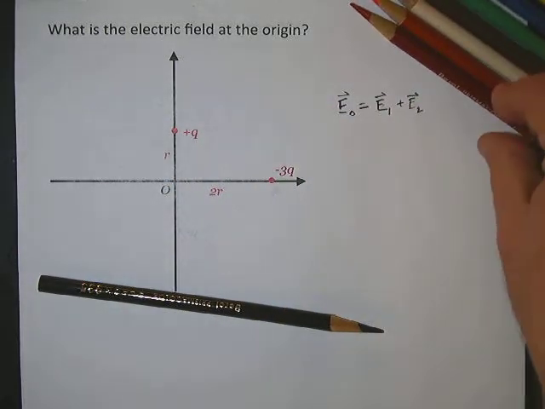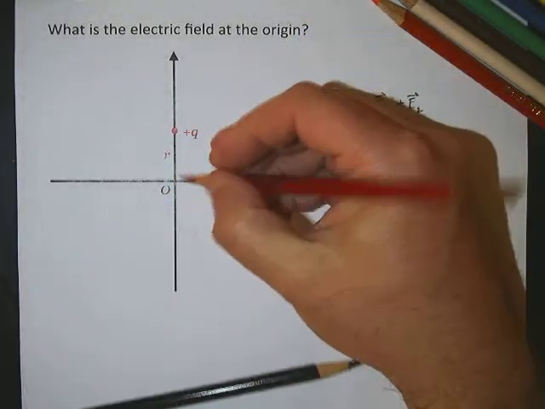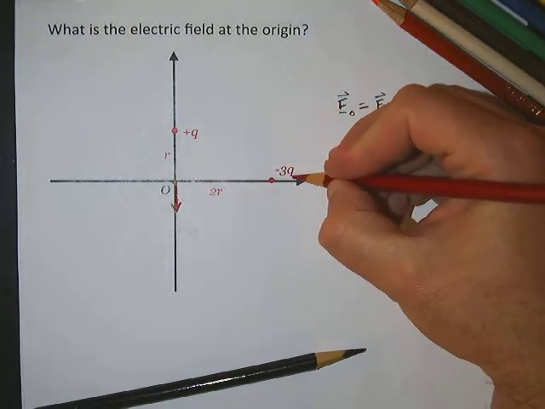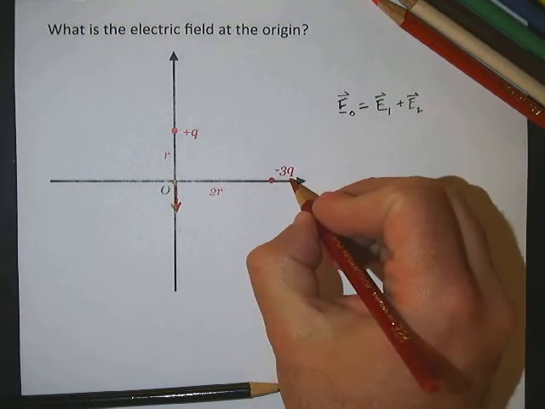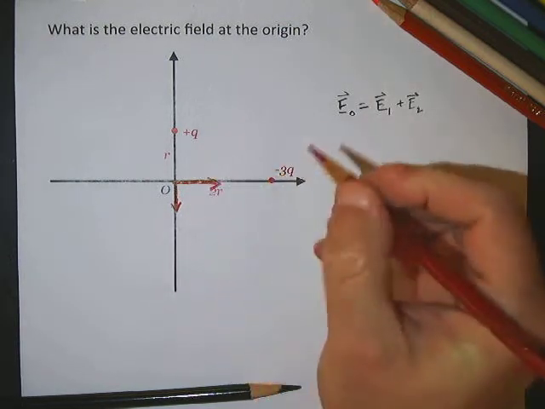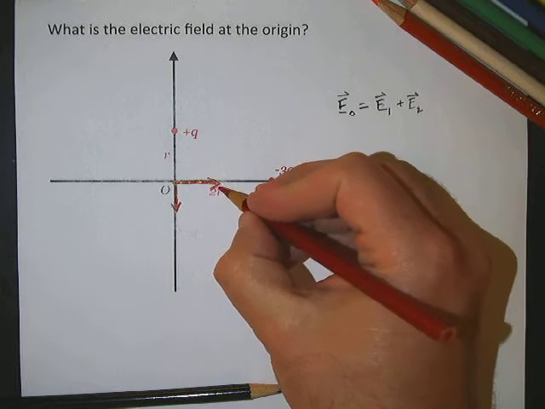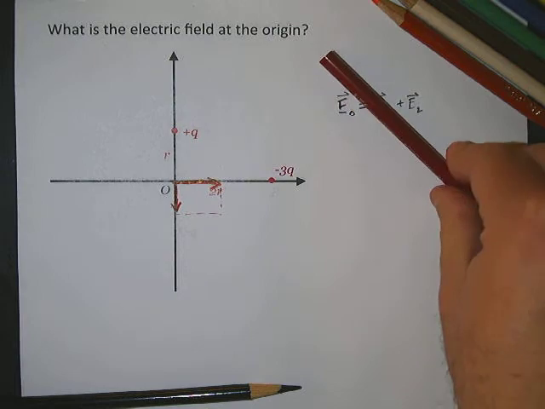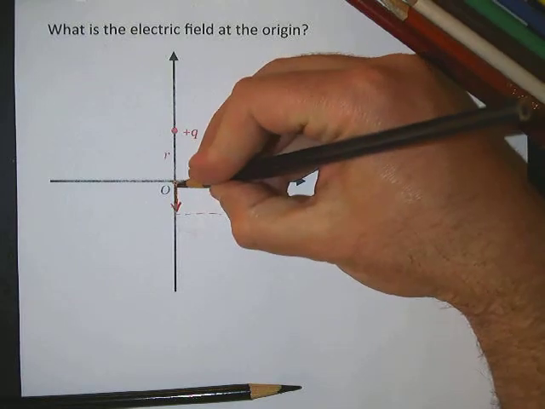So looking at the charge of plus q, we know that it's going to exert an electric field that points straight down. And looking at the charge of negative 3q, we know we're going to have an electric field that points in the direction towards the negative charge. Now, part of the problem is we're going to have to find the relative sizes of them, but we know that the final field is going to be the vector sum of these two charges and will point in that direction.